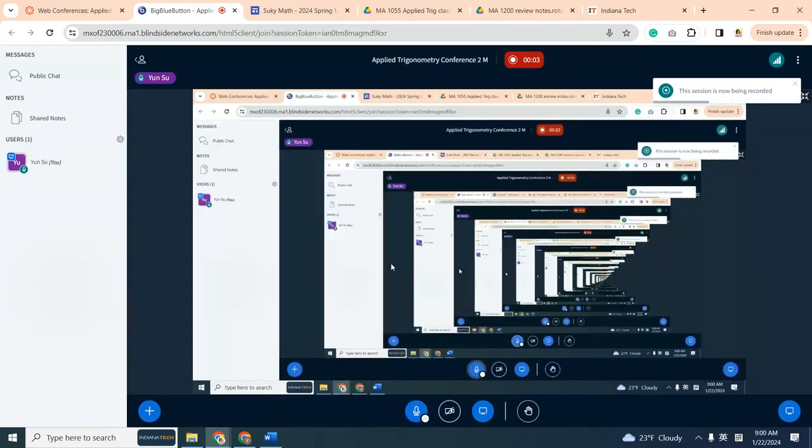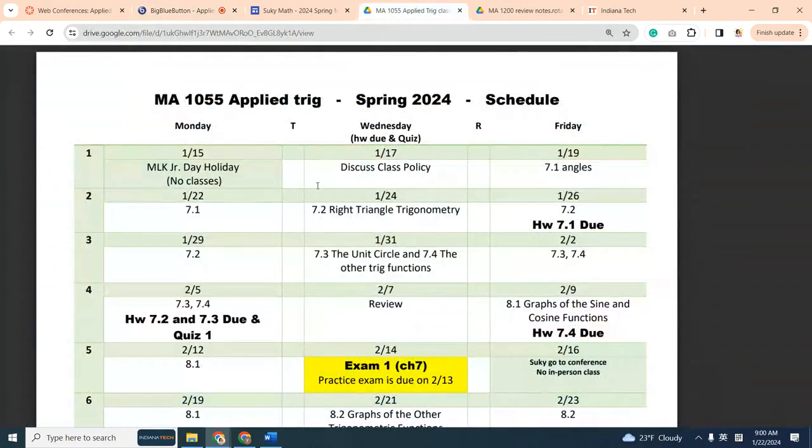Good morning, everybody. So today is Monday, January 22nd. Last week, Wednesday, we talked about the class policy. And then last Friday, we started section 7.1, right, everybody? So today, we're going to continue on section 7.1.